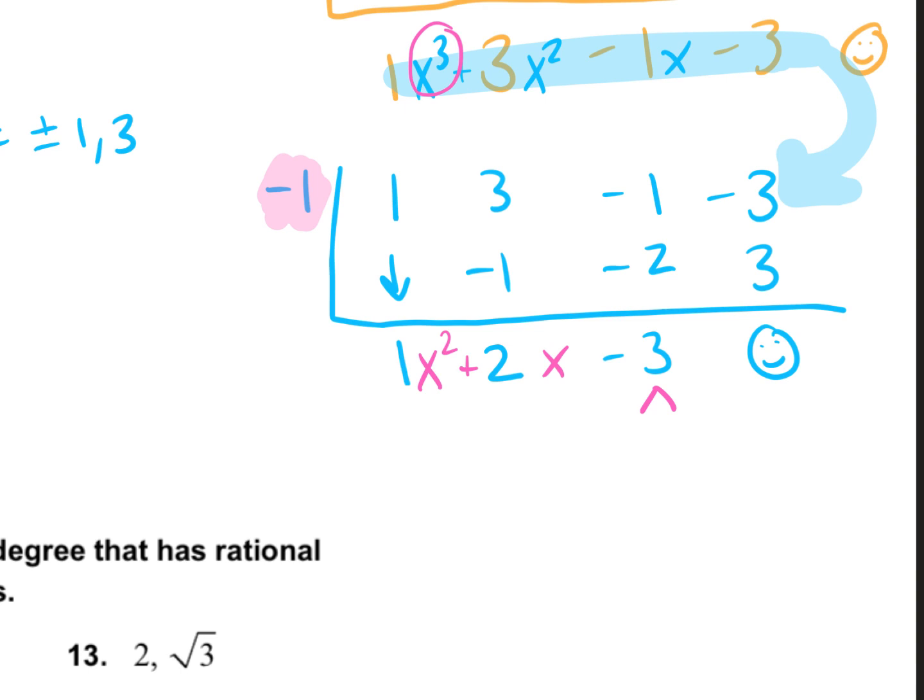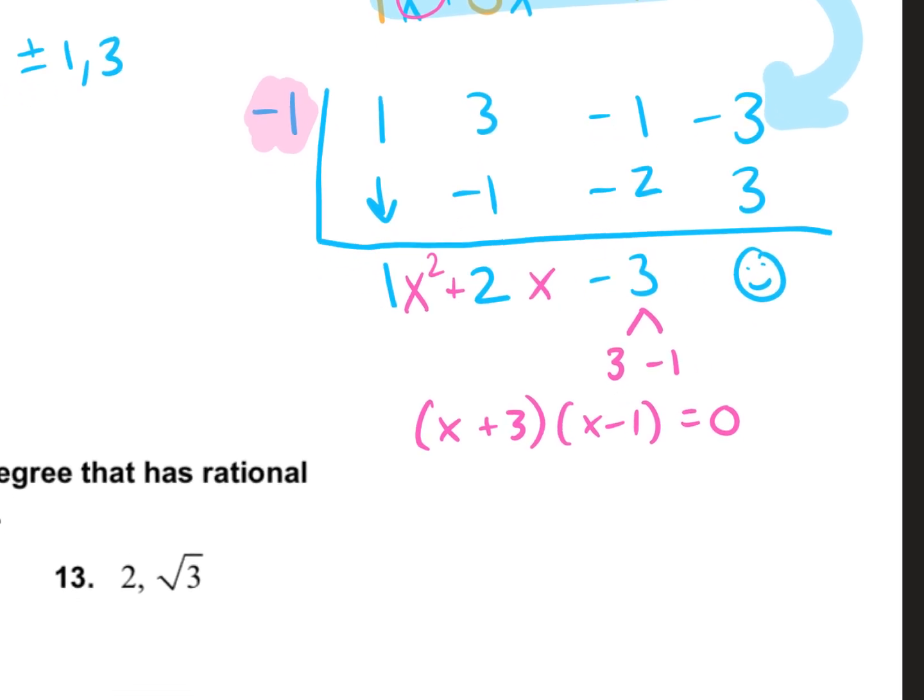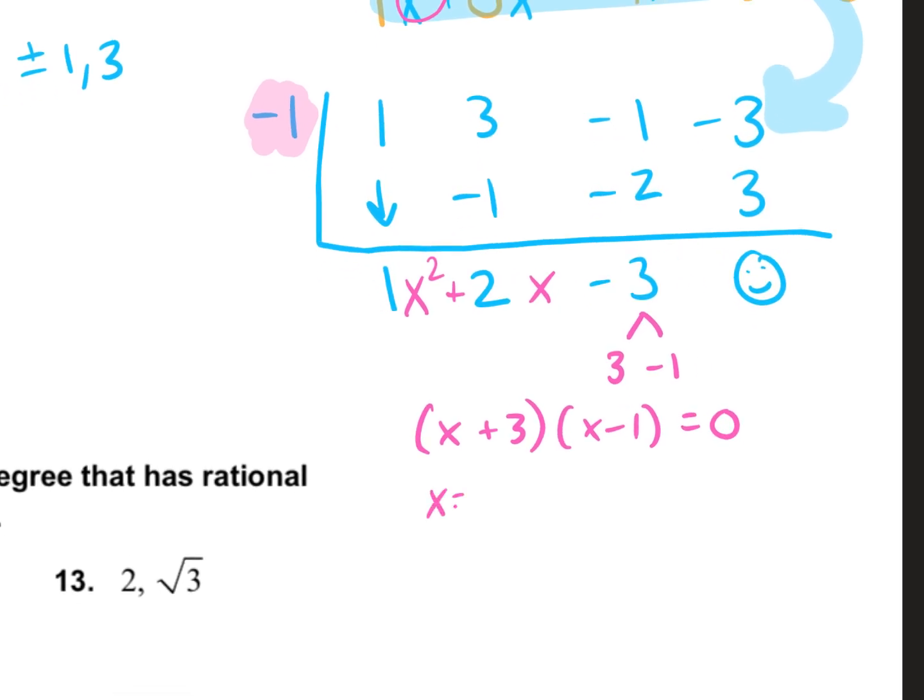Do I have 2 factors of negative 3 that add to 2? Three and negative 1. So this would be x plus 3 and x minus 1. Set it equal to 0 and solve. So what does x equal? Negative 3 and positive 1.